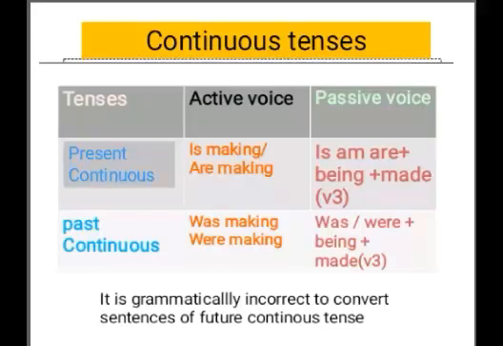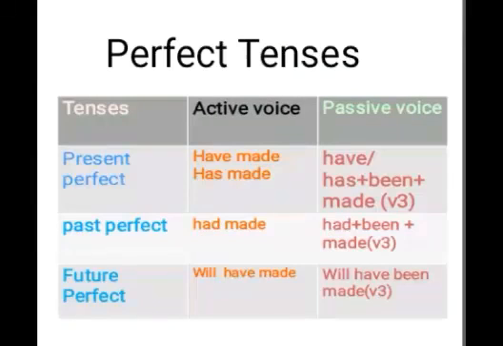Continuous tenses. Present continuous in active voice we have am, is, are plus base verb make and ing, that means making. In passive voice we have am, is, are plus being plus V3. Past continuous tense: was, were making in active voice, was, were being made V3 in passive voice. It is grammatically incorrect to convert sentences of future continuous tense, so we can't convert them into passive.